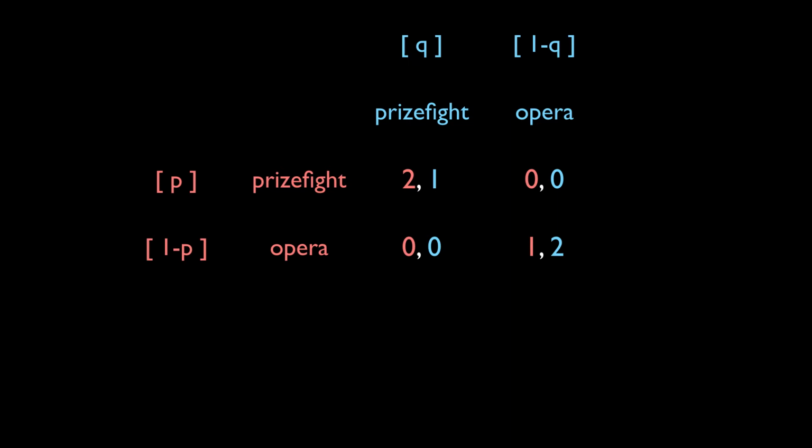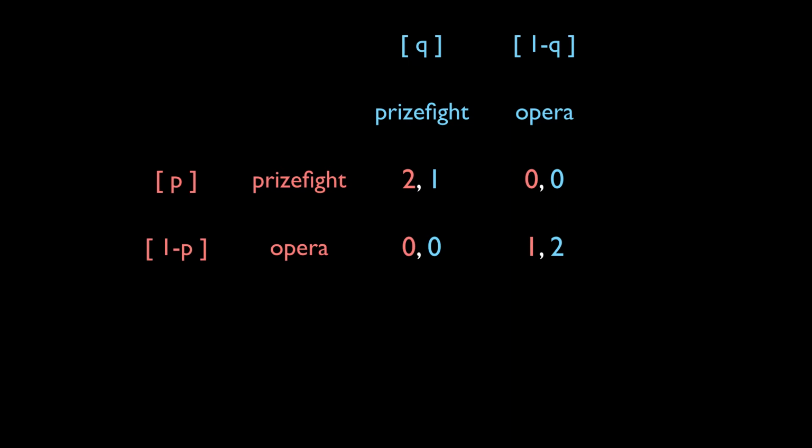Person 1's expected value from doing the prize fight is what? It's going to be a mixture. If person 1 does the prize fight, person 1 gets a 2 or a 0. Person 1 gets a 2 with probability Q, because person 2 plays prize fight with probability Q. So person 1's expected value is 2 times Q. And then sometimes person 1 gets a 0, with probability 1 minus Q. If I simplify that, that becomes 2Q.